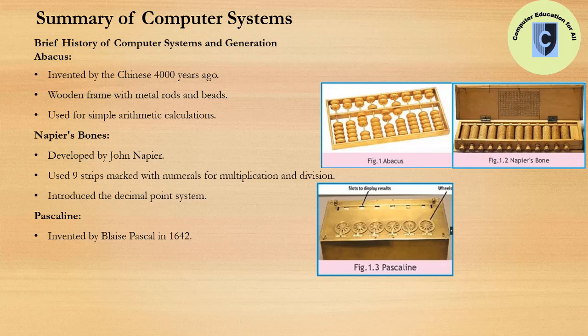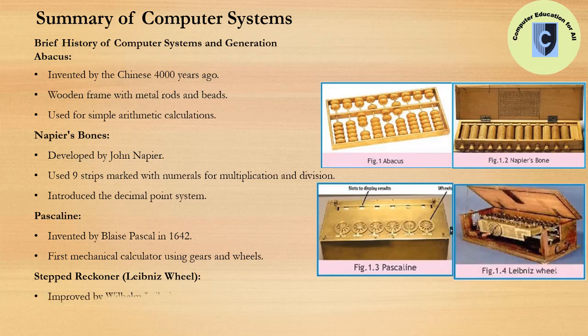1642 invention, the Pascaline, was the first mechanical calculator, consisting of gears and wheels. Stepped reckoner or Leibniz wheel. Gottfried Leibniz improved Pascal's device in 1673, creating the digital mechanical calculator known as the stepped reckoner using grooved wheels.